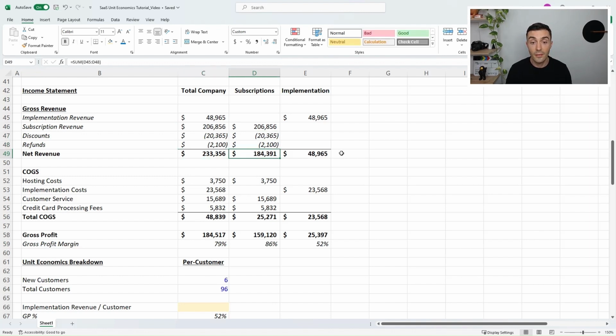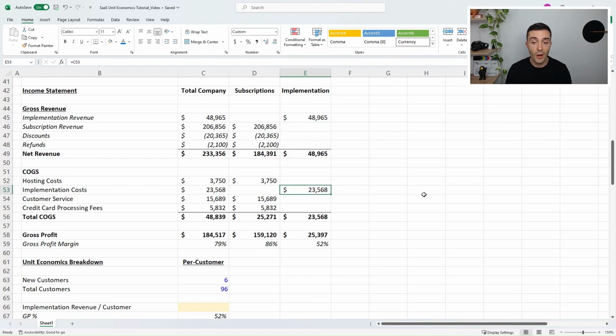So that's $184,000 in revenue. And then hosting would be related to the subscriptions, customer service, credit card processing fees. So that's $25,000 of COGS. So you can see that our gross profit here is $159,000 at 86%. And with subscription revenue, you want to have at least an 80% gross profit margin if you're running a SaaS product. And then for the implementation revenue, we had the $49,000 of implementation revenue.